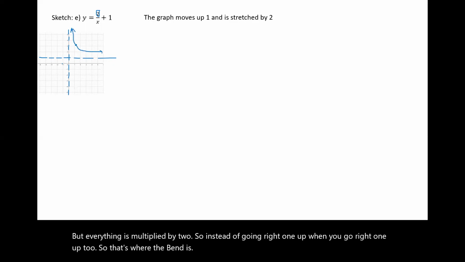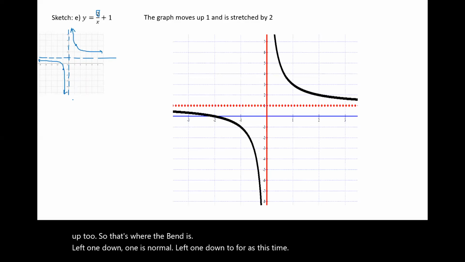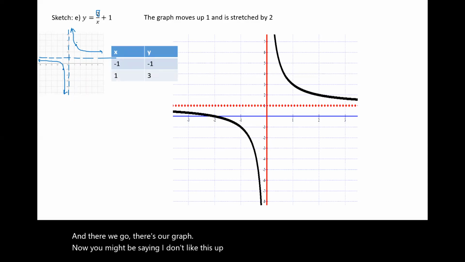Left 1, down 1 is normal. Left 1, down 2 for us this time. And there we go. There's our graph. Now, you might be saying, I don't like this up, down 2. There's another way to do it. Here's an easy method for you.